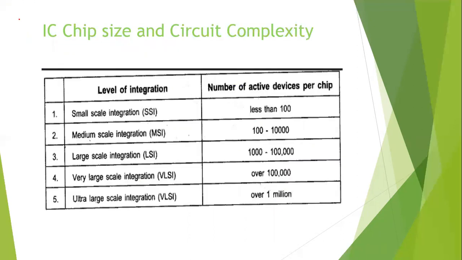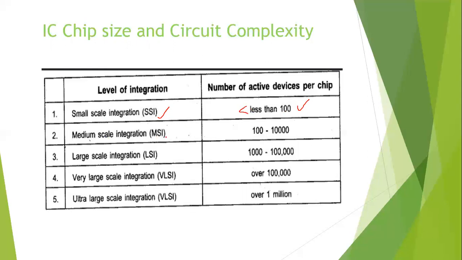Next we go for IC chip size and circuit complexity. As we have discussed in the classification based on device components, here we can include this level of integration with the number of components that has been used for one chip. So first one we have seen is small scale integration, that is SSI technology. In small scale integration, less than 100 components are accommodated in a single chip.